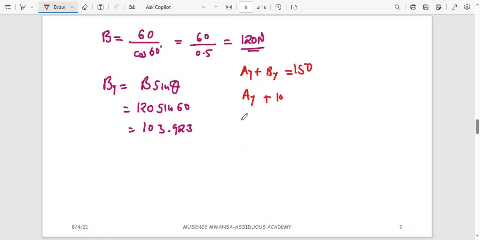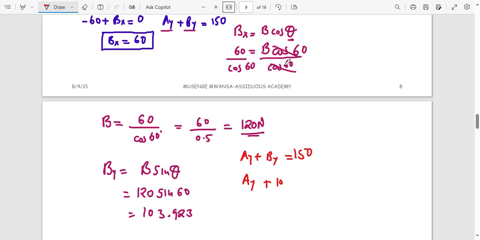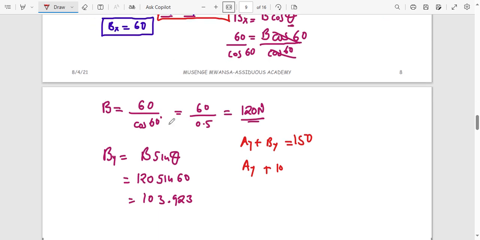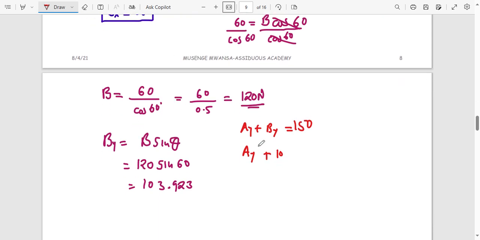So this is a continuation from the previous class. We are saying that the y component of A plus the y component of B should give us the y component of the resultant, as we found here. And we have just calculated the y component of the resultant, which is 103.923. This should be equal to 150.